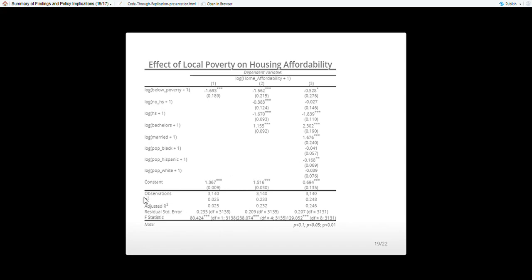R-squared and F statistics. R-squared reveals the proportion of variance in home affordability explained by the independent variables. F statistic assesses the overall significance of the regression model. A significant F statistic suggests an effective explanation of variance in home affordability. These results highlight the significant impact of the Black population on housing affordability, with higher proportions associated with decreased affordability. The R-squared values and F statistics further indicate the explanatory strength and significance of the regression models in understanding housing affordability dynamics.